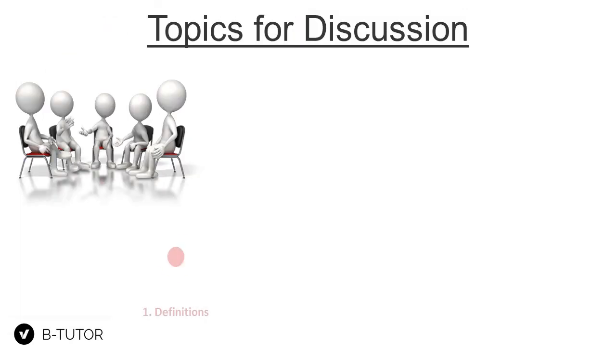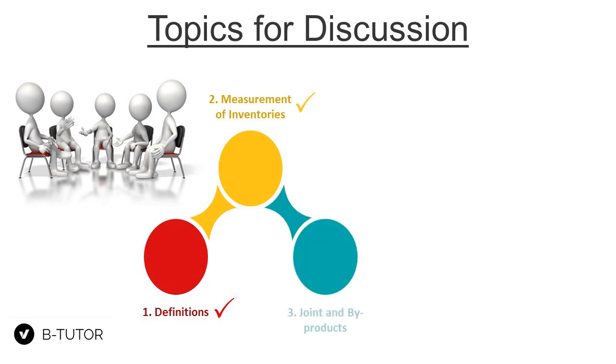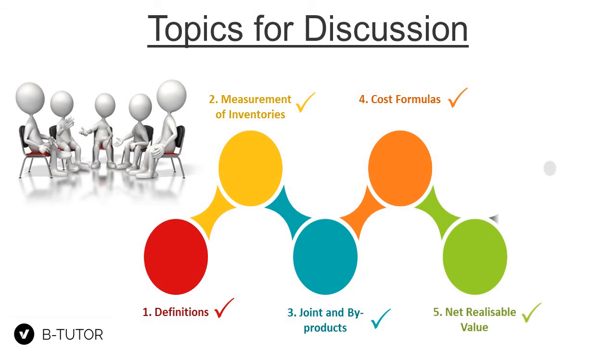Today we have covered definitions, measurement of inventories, joint and byproducts, cost formulas, net realizable value, write down and reversals, and items to be recognized as an expense.